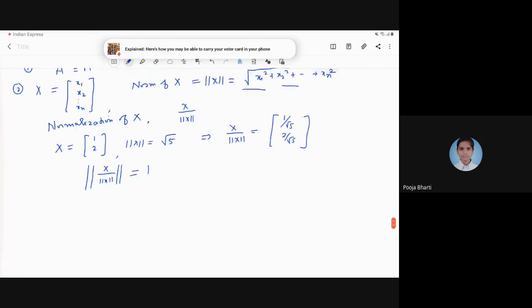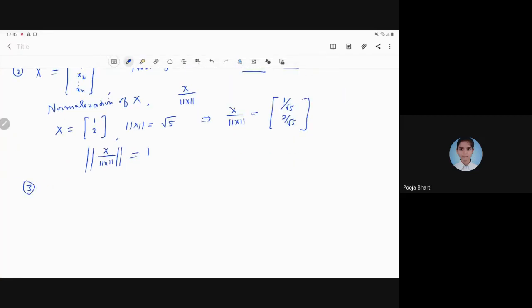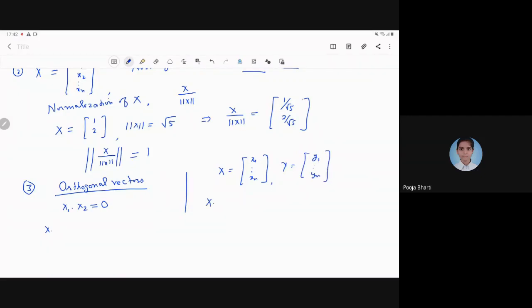Now, next very important definition, orthogonal vectors. Two vectors are orthogonal if their dot product is zero. But first, I should define dot product. Let us take it like this. Suppose X is x1 to xn and Y is y1 to yn. Dot product can also be written as X transpose Y.